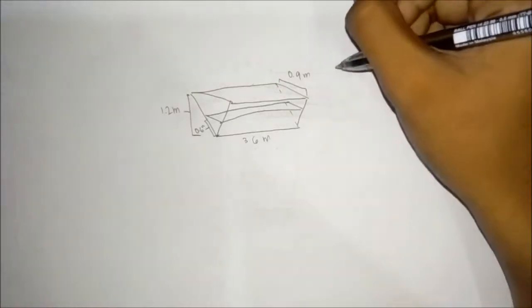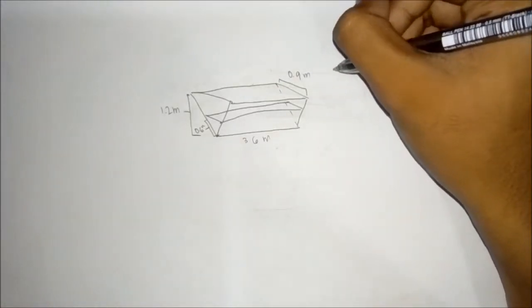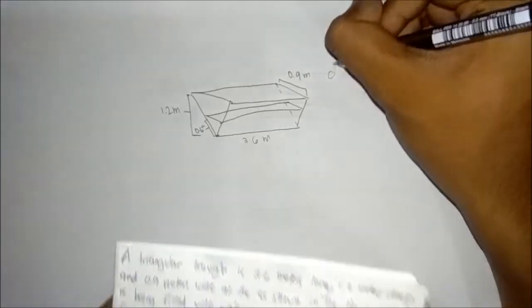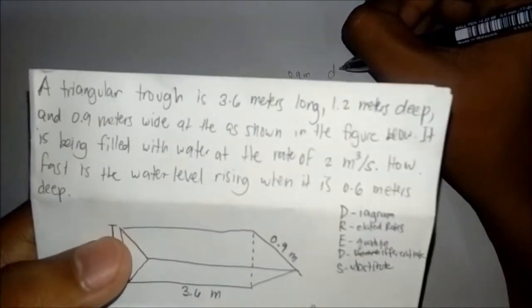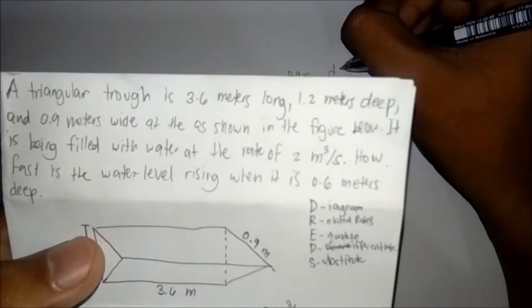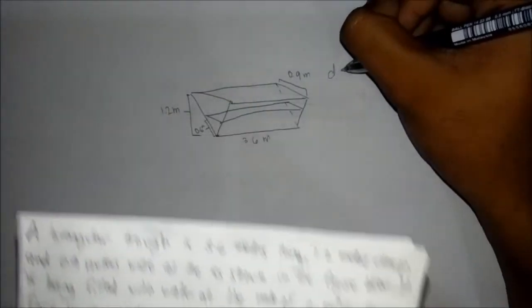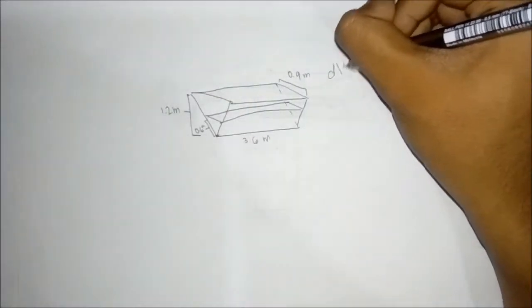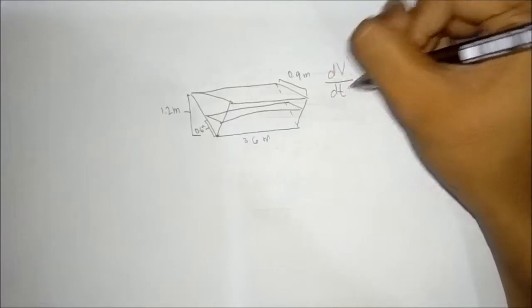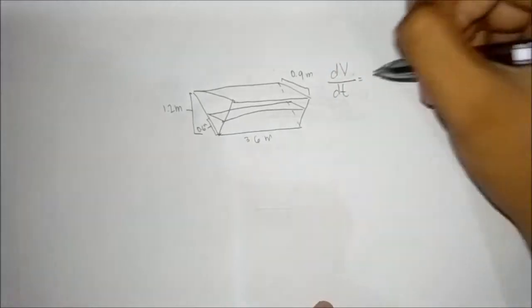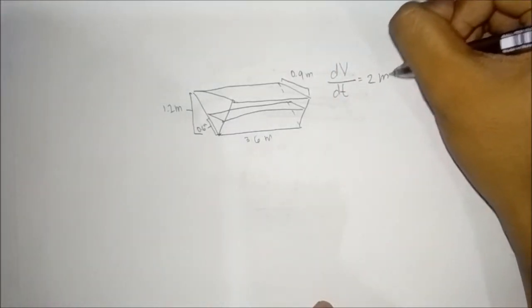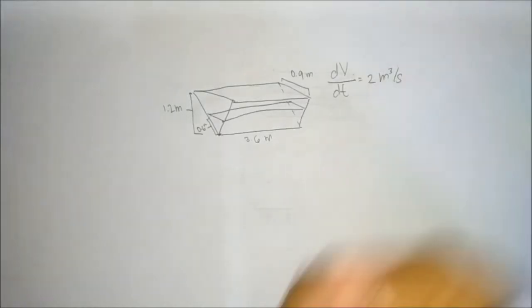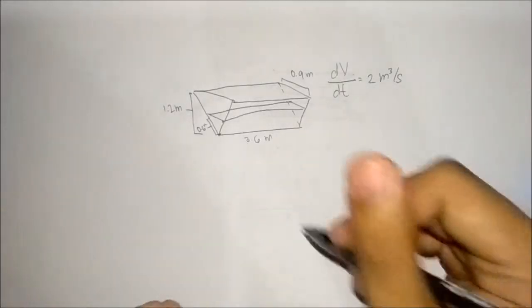The given first is we have a change in the volume. It says here that it is changing at the rate of 2 cubic meters per second. So it's the volume with respect to time, and it becomes 2 cubic meters per second. And then we formulate the formula of the volume of the trough.